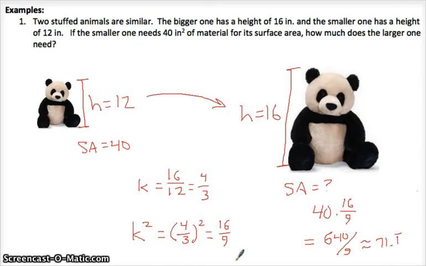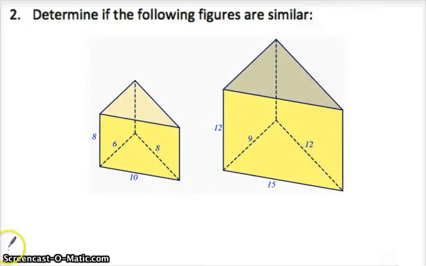Okay, so that's how we do that. We found the k factor for how lengths compare, and then we need to use k squared to multiply small area to get big area. Not always that easy. I know that seemed like it may have been hard, but that's actually one of the easier examples. Are these things similar?